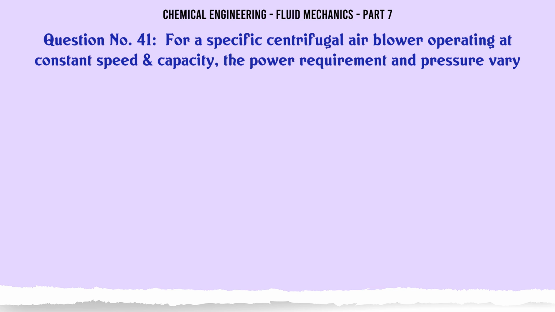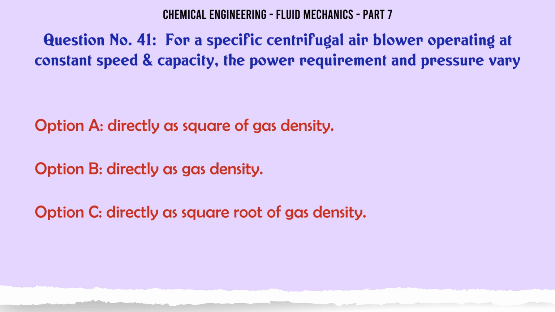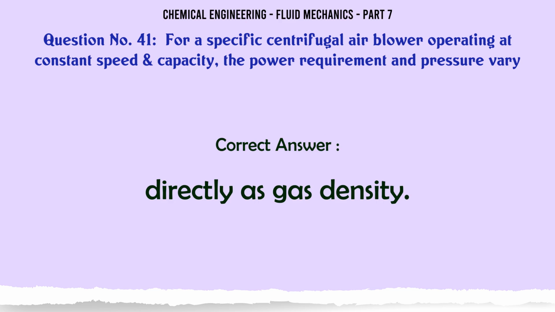For a specific centrifugal air blower operating at constant speed and capacity, the power requirement and pressure vary A. Directly as square of gas density, B. Directly as gas density, C. Directly as square root of gas density, D. Inversely as gas density. The correct answer is directly as gas density.